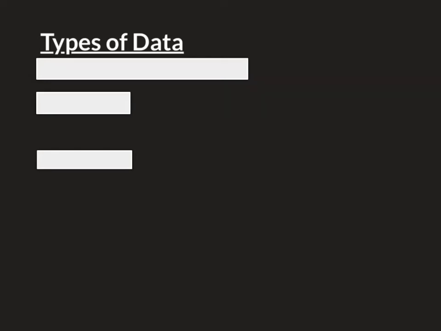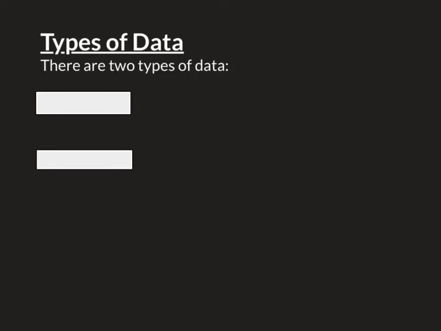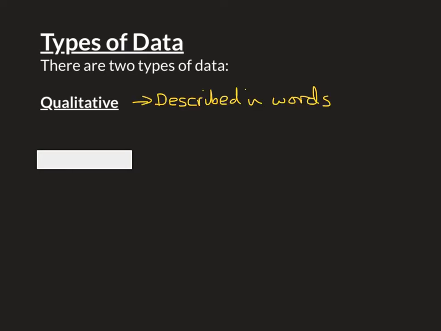For the first part of today's lesson, we're going to look at types of data. So please write these notes down. There are two main types of data that we're going to be talking about. We have qualitative data, and this is where the data is described in words.